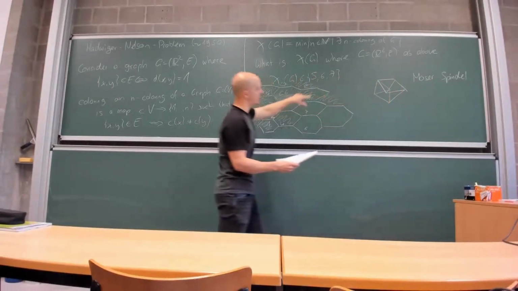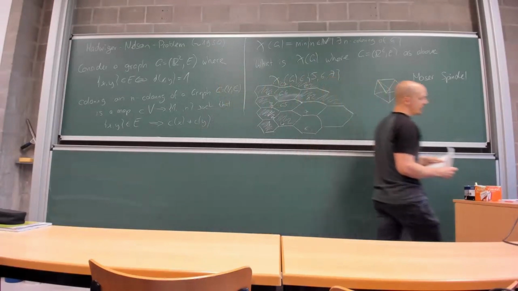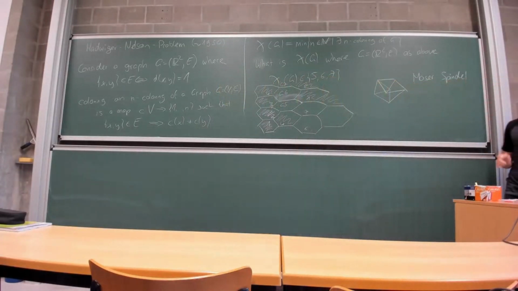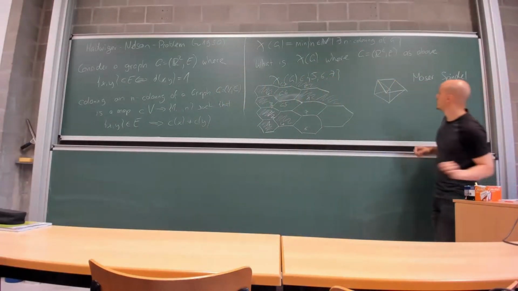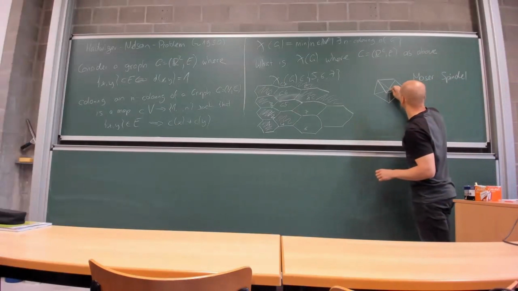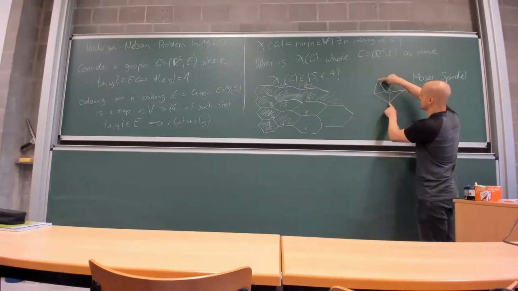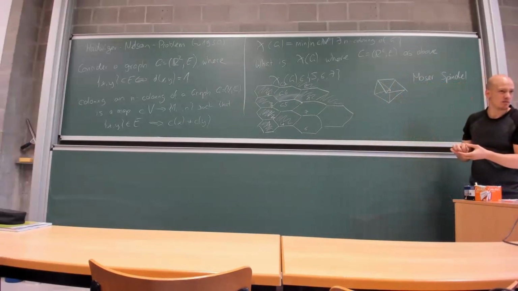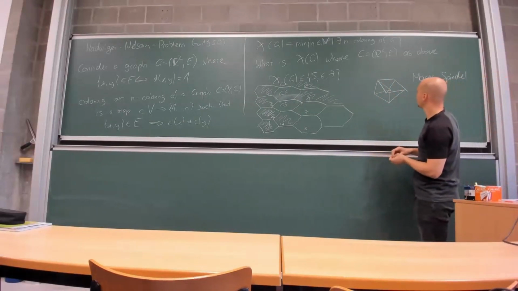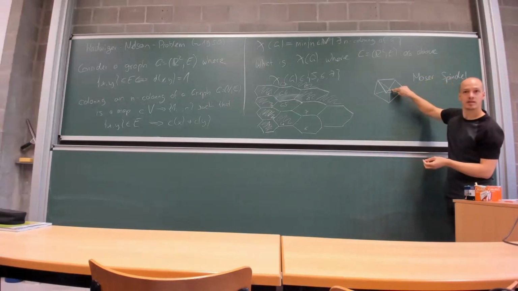From this picture, you can see that you need at least 4 colors. So when we look at this one, spinning wheel. Maybe spinning wheel.